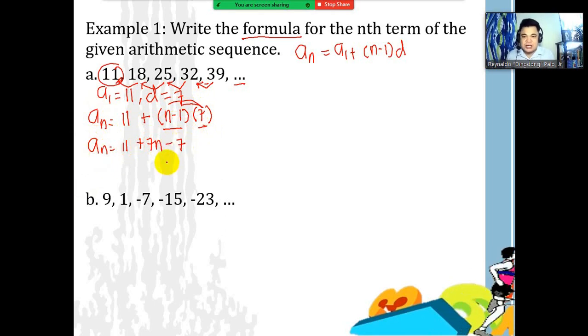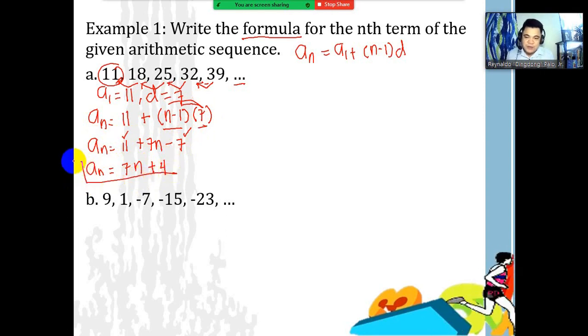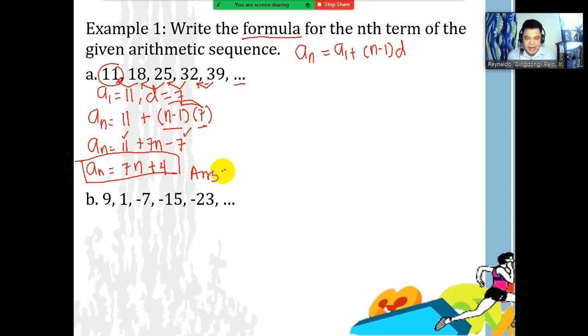Then the next thing is we have similar terms that we need to combine. In this case, we have 11 minus 7. So combine them. Therefore, we have a sub n equals 7n. 11 minus 7 is positive 4. So therefore, the formula for the sequence is a sub n equals 7n plus 4. This will serve now as your final answer.